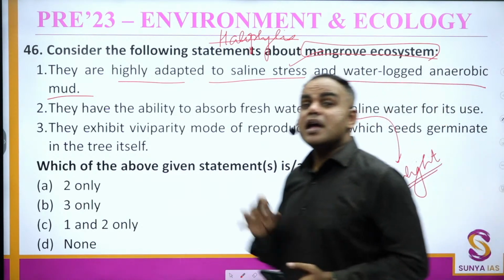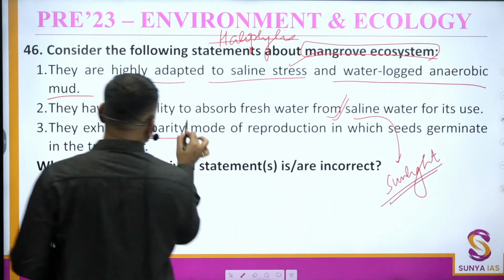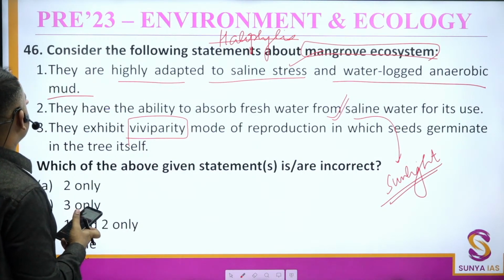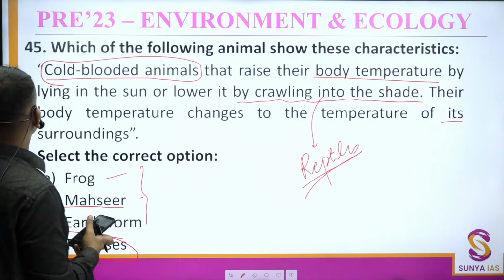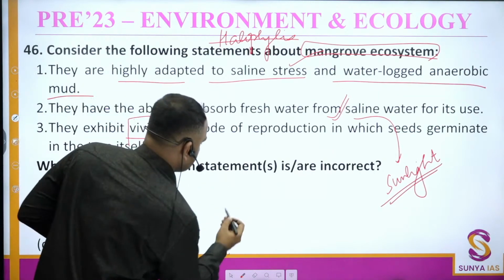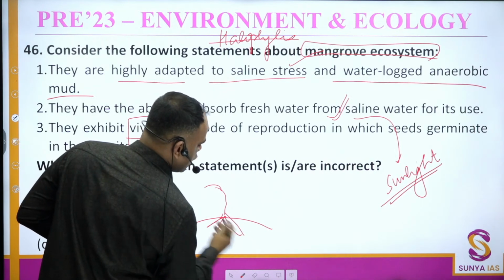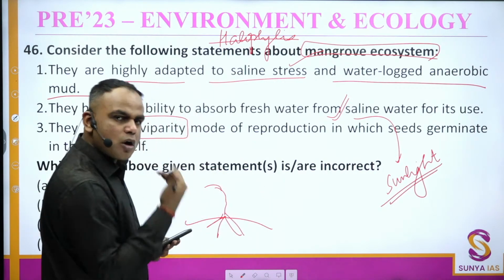Third, they exhibit viviparity, mode of reproduction. So I'll tell you what this means. So when we talk of mangroves, okay, one second, yeah. So let's say these are the mangroves which are infested by a lot of water. These are waterlogged conditions.